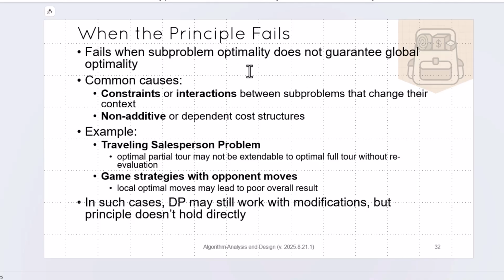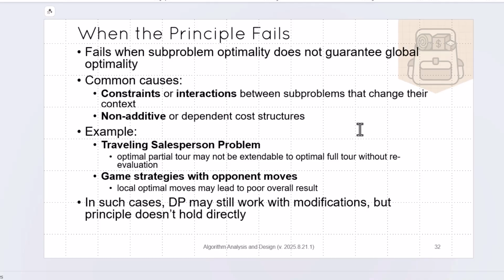It fails when the subproblem optimality does not guarantee global optimality. So common causes would be constraints or interactions between subproblems that change their context, and non-additive or dependent cost structures. Examples: Traveling Salesperson Problem, where an optimal partial tour may not be extendable to an optimal full tour without reevaluation. Game strategies where, with the opponent's moves, the local optimal moves may lead to poor overall results.